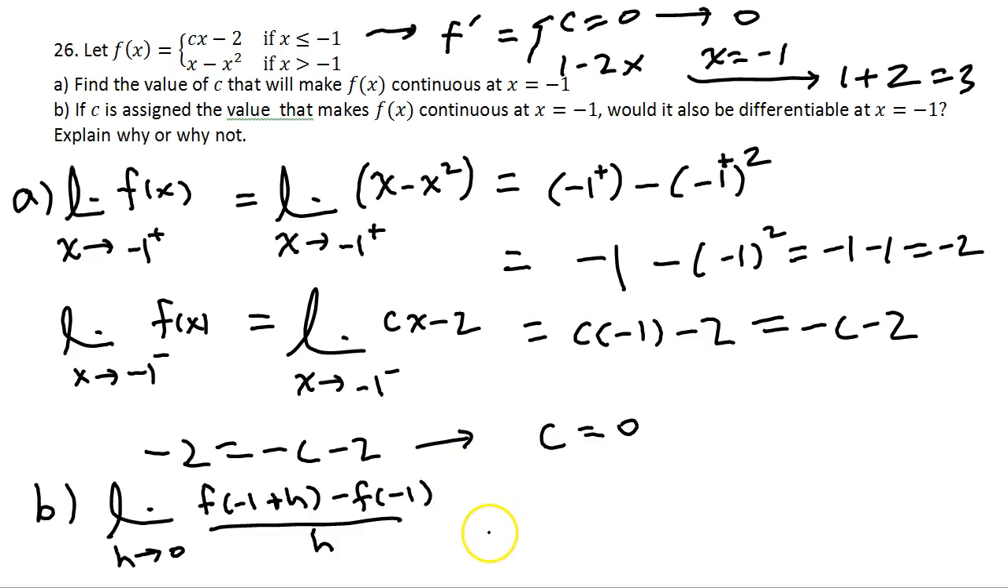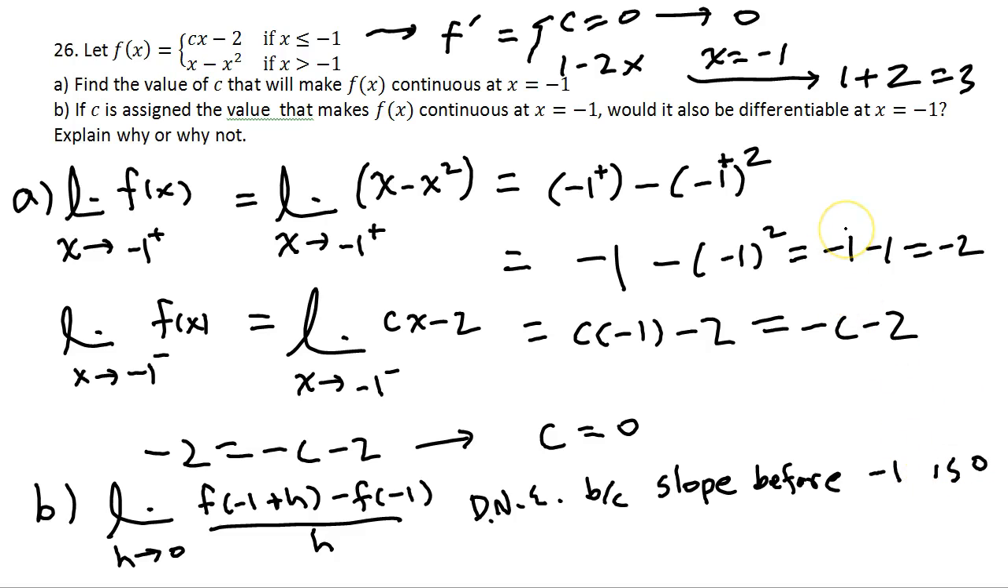Okay, to write this in a simpler way, you can just say this does not exist because the slope just before -1 is 0, right? And the slope right after -1 is 3. So the left derivative is not the same as the right derivative. So it's not differentiable. That's the answer.